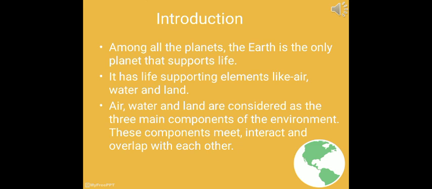Introduction. As I have already discussed in the previous chapter, Earth is the only planet in the solar system that supports life because it consists of life supporting elements which are air, water and land. So air, water and land are considered as the three main components of the environment. These components meet, interact and overlap with each other.